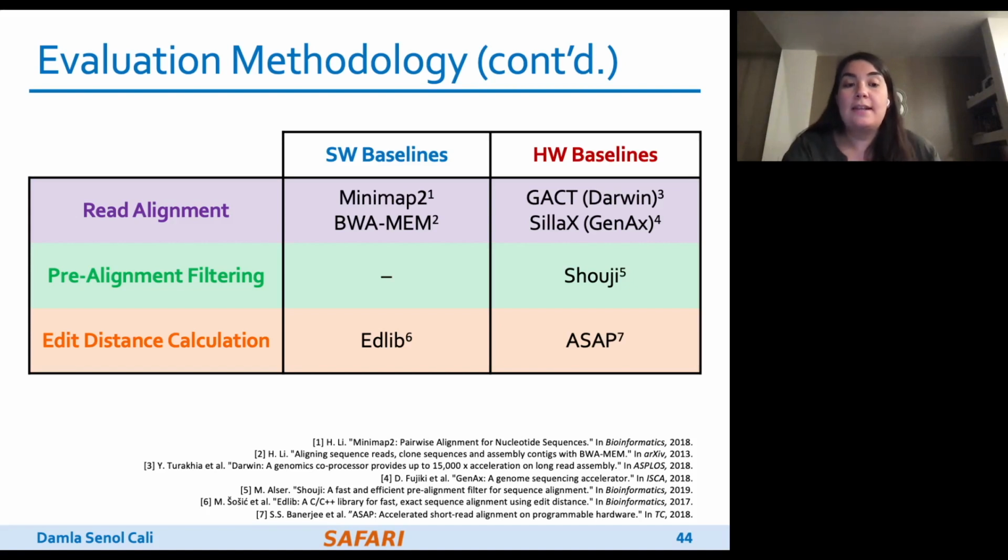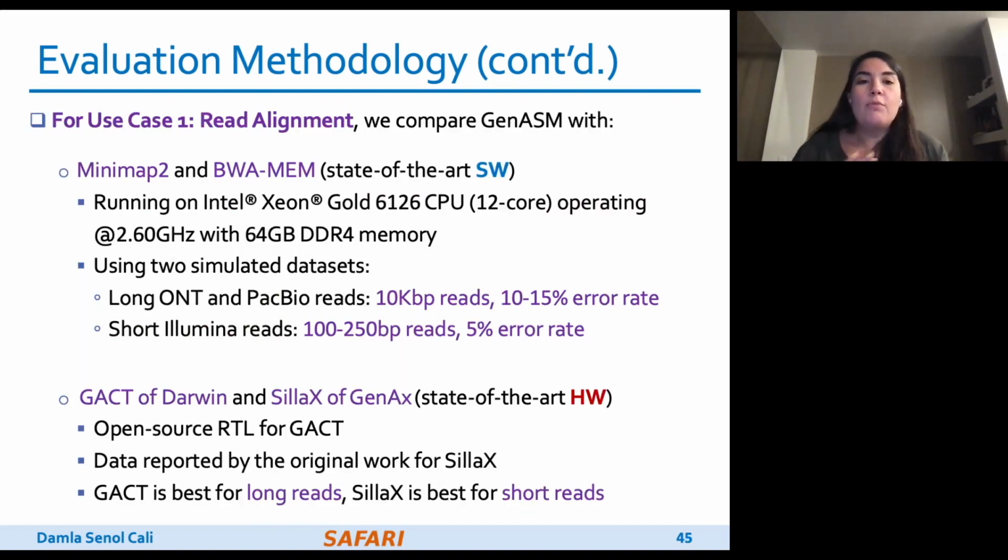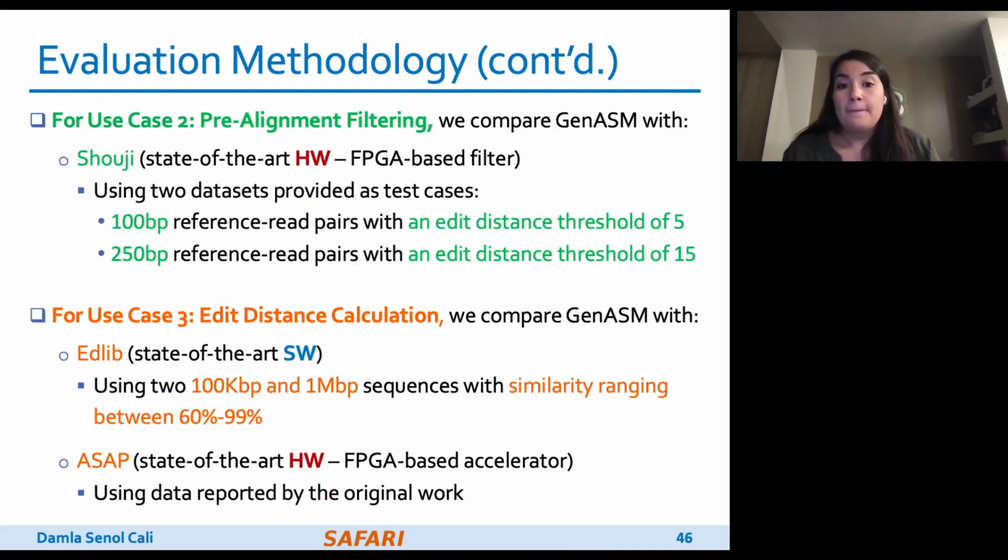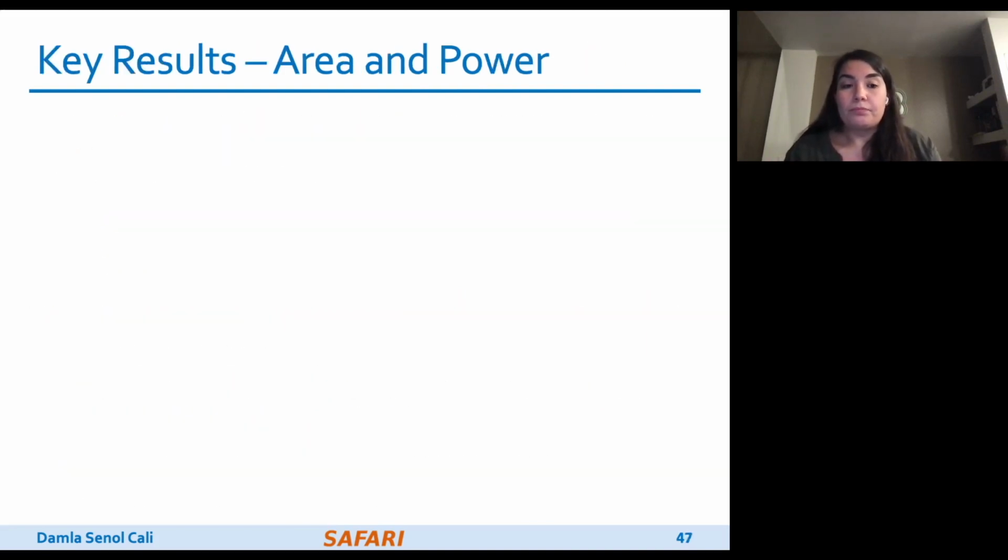For the use cases that we evaluate, we compare GenASM with state-of-the-art software and also hardware baselines. So I won't go into details of the evaluation methodology of each case, but you can refer to our paper for more details. So let's look at our key results.